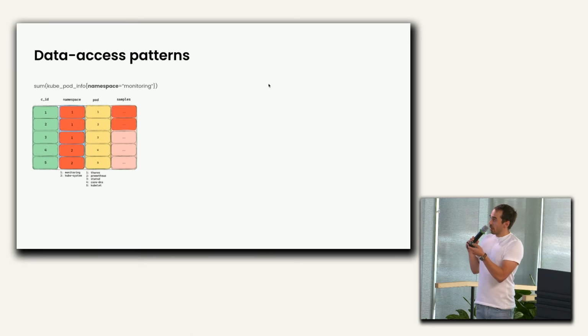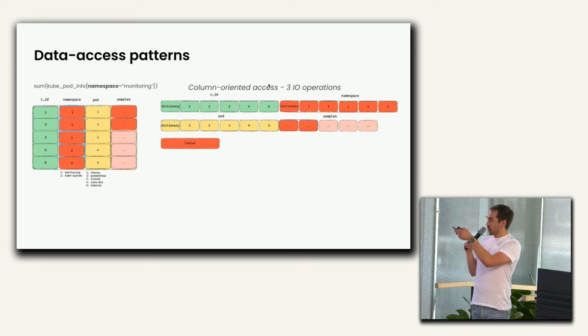This footer contains some basic information, such as the location of each column and so on. If we were to execute a particular query, say we wanted to sum the number of pods in the monitoring namespace, here in red I've marked out the sections of the file that we have to read. We read the footer, which helps us identify the locations of each column. We need to read the namespace column because we need to apply a filter. And then, once we apply the filter, we read the relevant samples for those time series. So with just 3 read operations, we can get all the relevant data that we need.